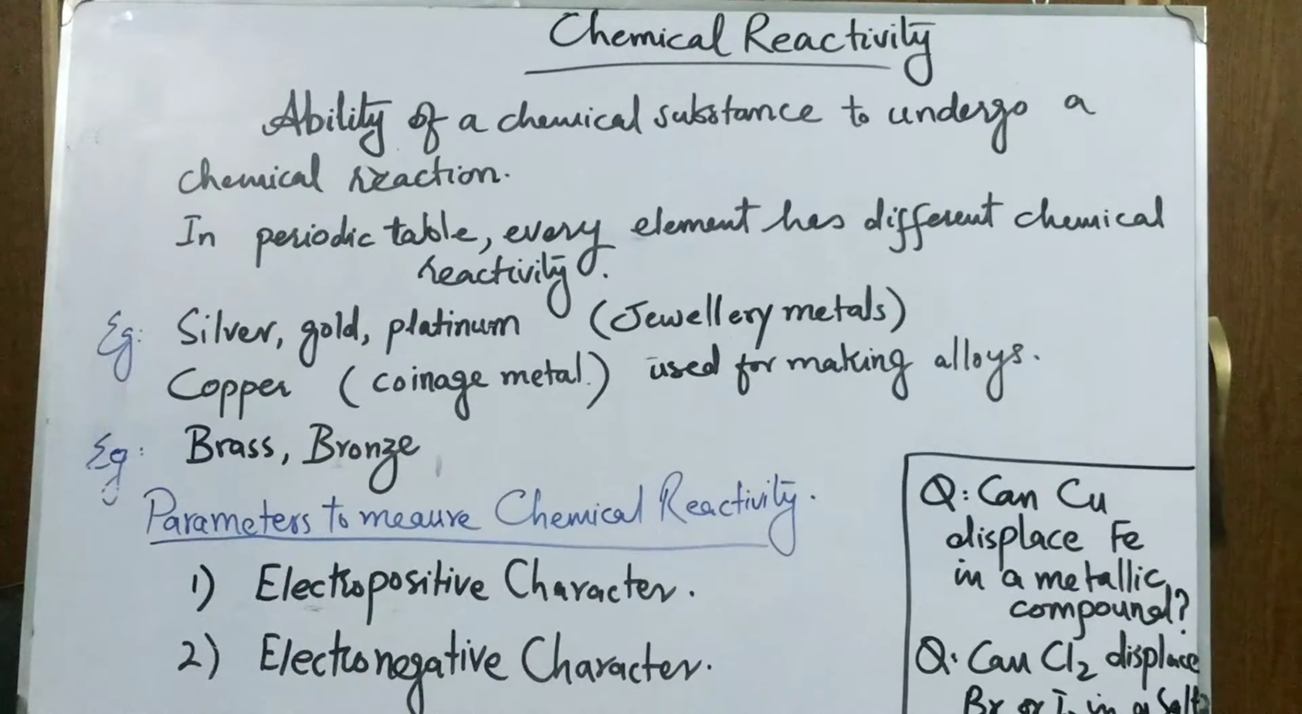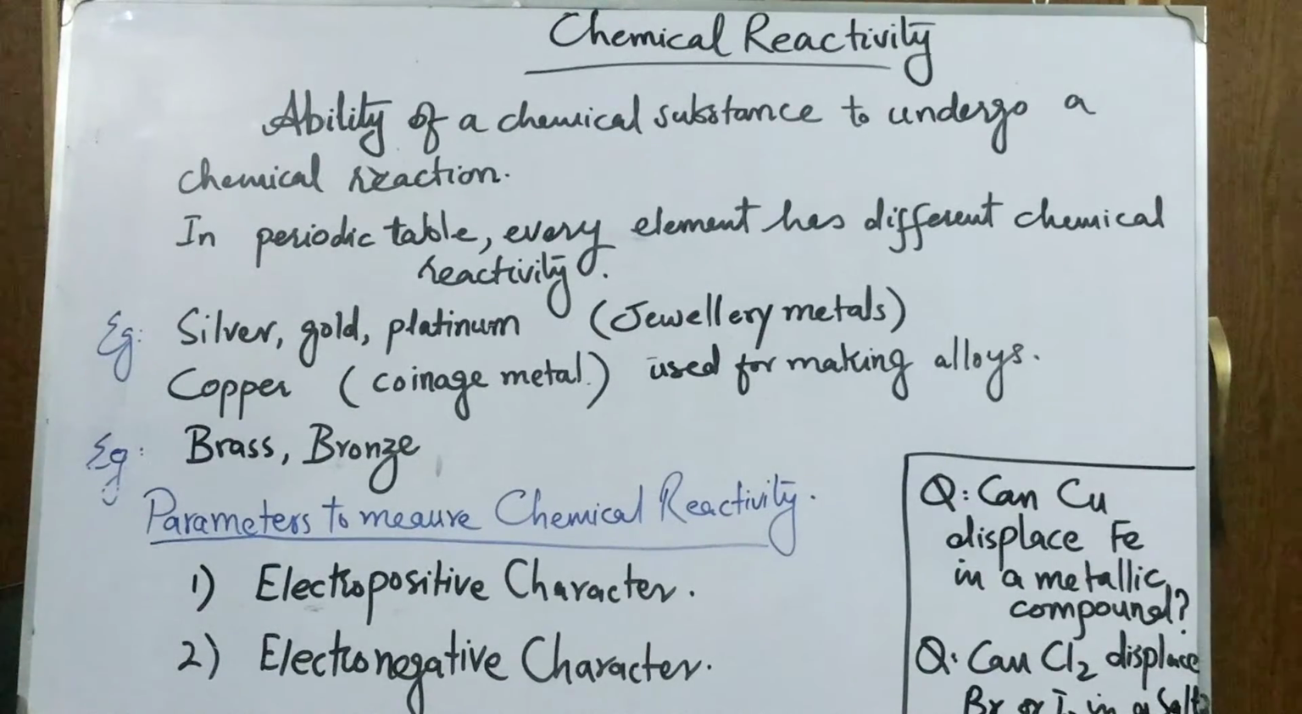Now the question is, if copper and iron are treated in a chemical reaction, can copper displace the iron in the chemical reaction? Second question is, if chlorine is reacted with a bromine or iodine compound in the chemical reaction, can the chlorine displace? The answers are very logical.